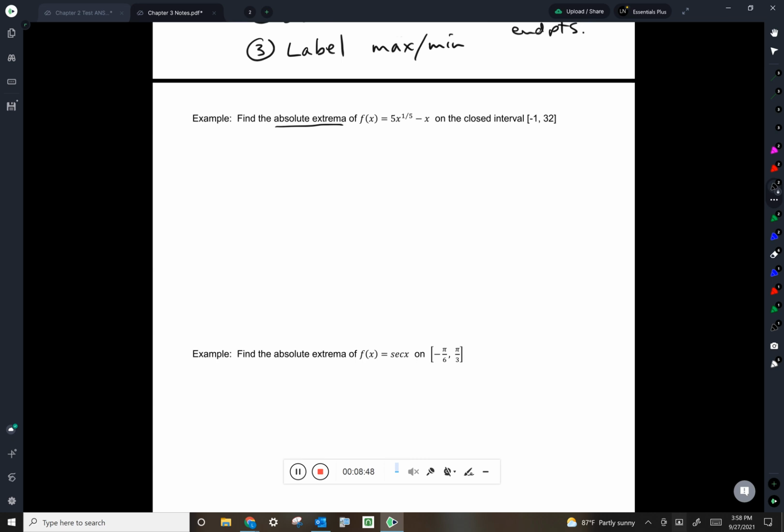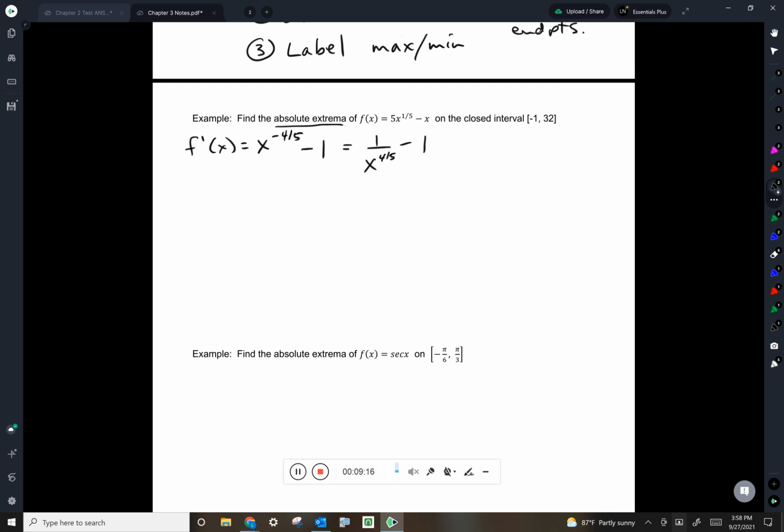So I need to find the derivative. So the derivative is, bring down your 1/5, x to the negative 4/5 minus 1. And yes, I want to find when this is 0 and when it's undefined. But if I think of this as 1 over x to the 4/5 minus 1, it might be the easiest thing to do.